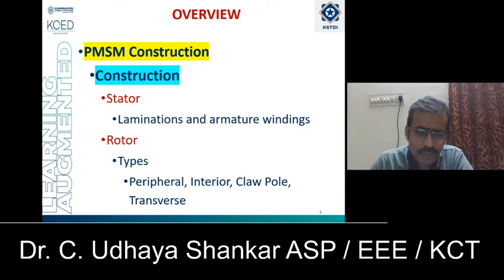As you all know, any machine will have a stator and a rotor. Stator is the stationary part, whereas rotor is a rotating element. In construction of the stator, we will be discussing the laminations and the armature windings. Whereas in rotor construction, we will be discussing the types of rotor. There are 4 types of rotor in PMSM. One is the peripheral rotor, the second is the interior type rotor, the third is the claw pole type rotor, and the last one is the transverse type rotor.